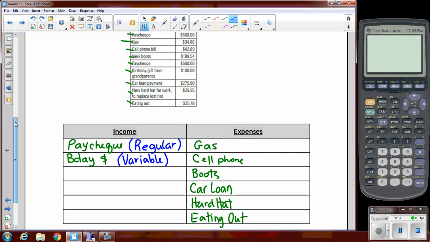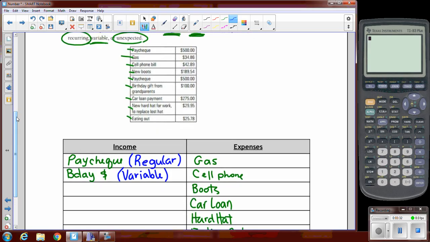Now when we're looking at expenses, it's saying talk to them as recurring, so something that's the same every month. Variable is that you probably pay it every month, the amount changes all the time, and unexpected is something like, oh, didn't see that coming. So your gas bill, and I'm assuming this is talking about for your vehicle, this probably happens every month, but depending on how much you drive, this amount probably varies. It's probably not always the $34.86 it says there.